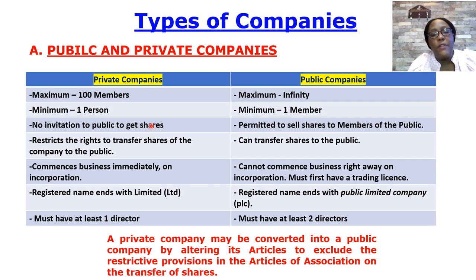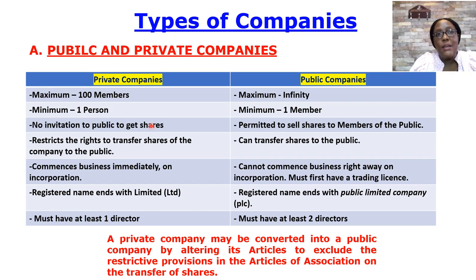These companies are different from the public companies which have been, for example, listed on the stock exchange. For example, you will find Umeme, MTN, Uganda Clays. Those are big companies. They have a maximum of infinity people. They can have as many people as they want, and a minimum of 7 persons. These public companies can sell shares to the public. So that's why you see they talk about maybe the MTN IPO, that they're calling for people to buy shares in the company. So these companies are allowed to sell their shares to the public.